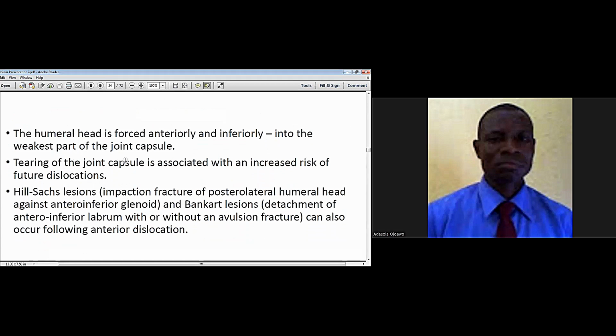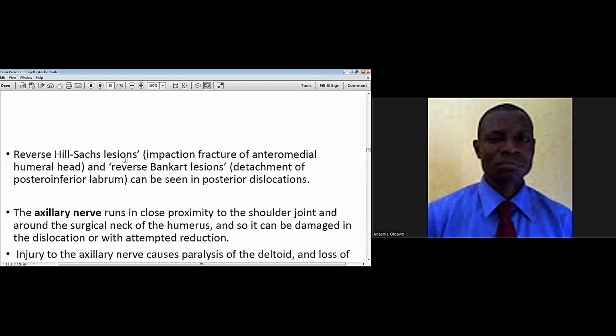There can be a reverse Hill-Sachs lesion, the fracture or the impaction we have at the end of the humerus, that can be reversed. In that case, we have a reverse Bankart lesion. The detachment of the posterior inferior labrum can be seen in posterior dislocations as well. So we have anterior dislocation, we have posterior dislocation. Those are the major ones that are very important. But anterior is more common. I showed you the other time, about 95%, whereas posterior is about 4 or thereabouts percent or 2%.